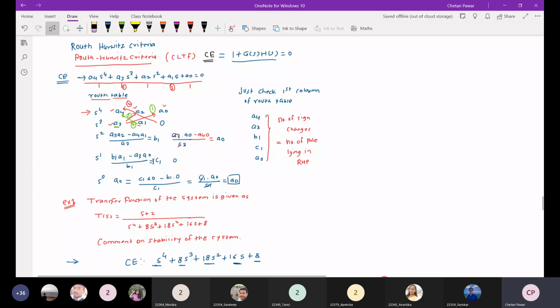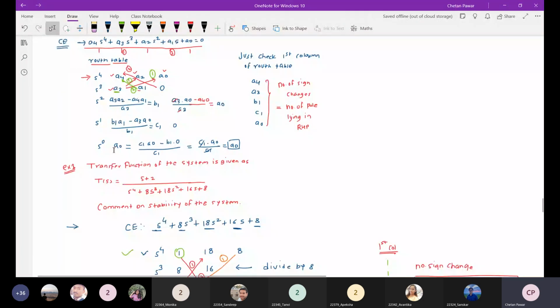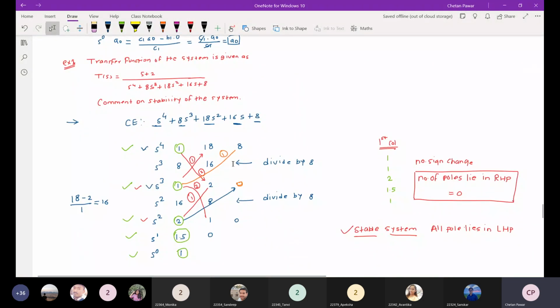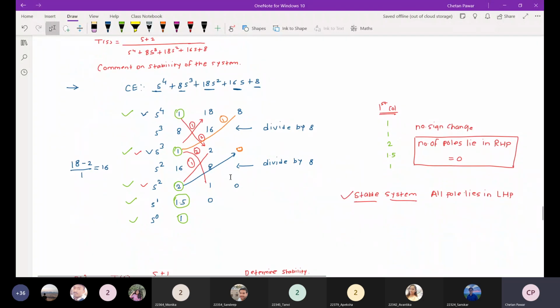Now, if you want to find the second term, we consider b1 into 0, and that third element will be 0 only. So this element came as a zero. A similar procedure you can apply for s raised to 0. As you progress through the rows, the number of elements gets reduced in each row.